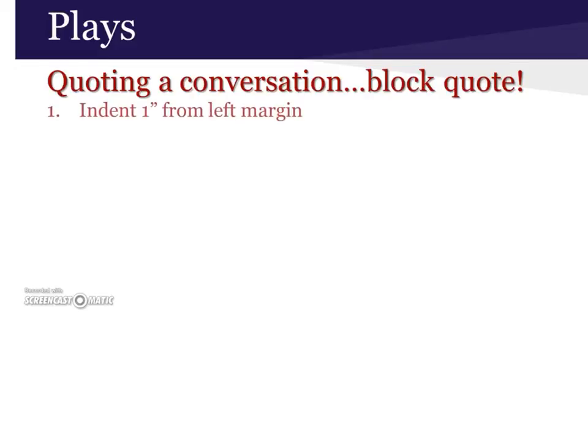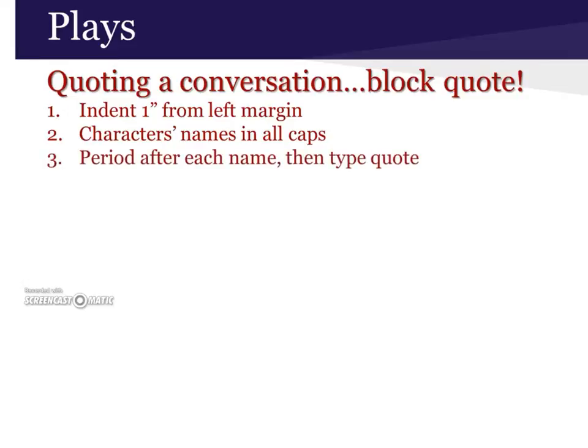Okay, first of all, you're going to indent an additional 1 inch from the left margin like we do with all block quotes. So that's a total of 2 inches from the edge of the paper. Next, we're going to begin each part of the conversation with each character's name in all capital letters. We put a period after each character's name and then we type the quote. We begin the quotation including all punctuation.